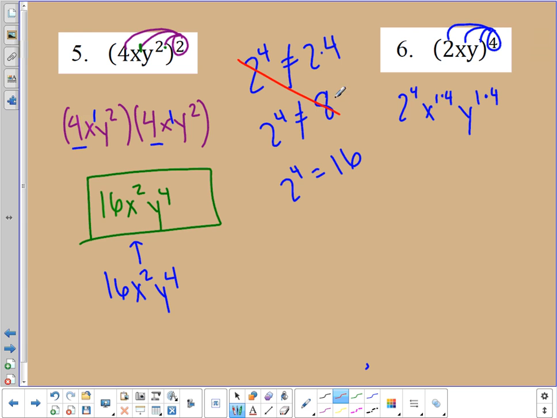These two are common mistakes. They happen all the time. Please be smarter than that. I know you can think about it in a different way. 2 to the 4th is equal to 16. So I have 16 here. Then I have x to the 1st to the 4th. That's x to the 4th. Then y to the 1st to the 4th. That's y to the 4th. And there I am.